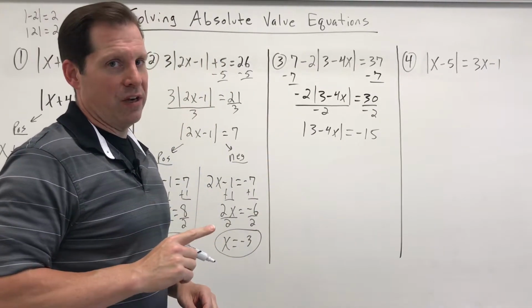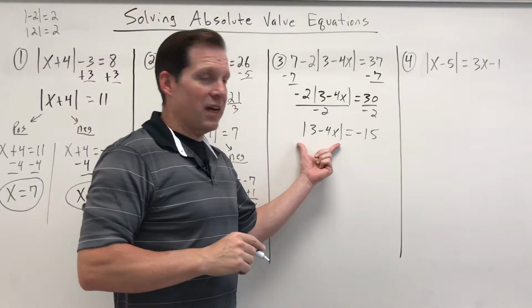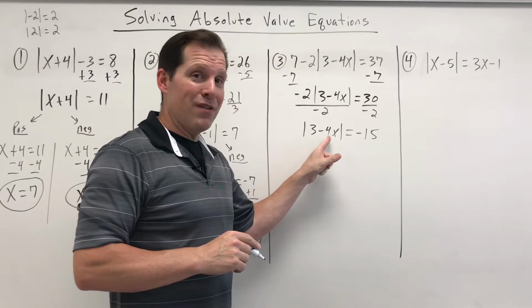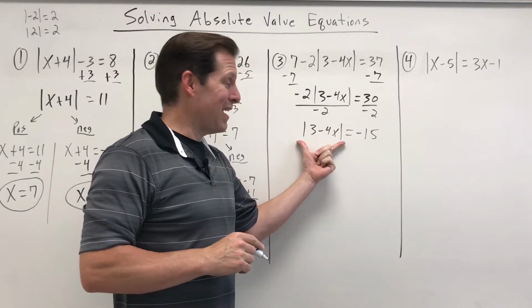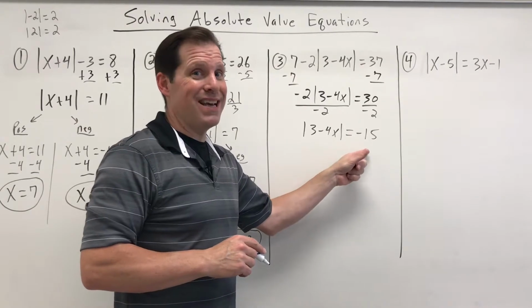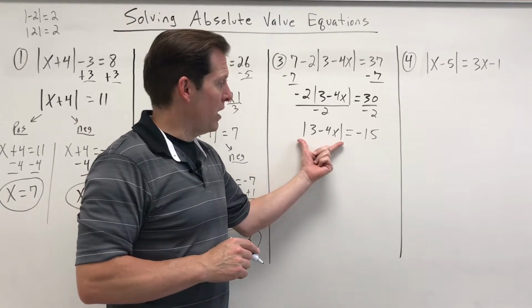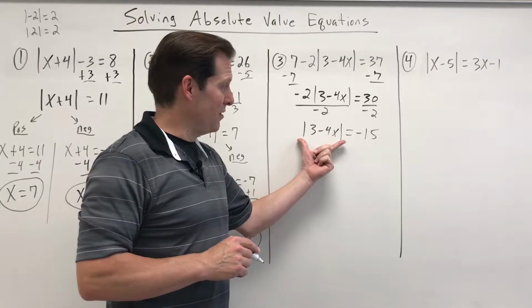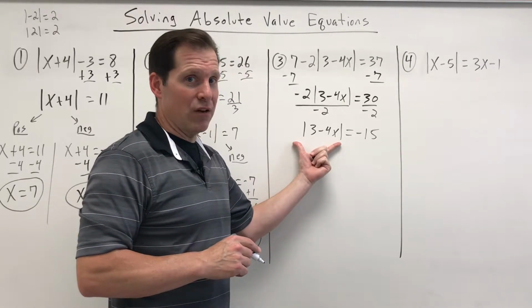Well, take a look at this for a second. On the left side, I have just an absolute value. So no matter what value of x I put in here, when I take the absolute value of it, it's going to be positive. Well, what's the right side? The right side is a negative number. So there's no value of x that I can ever plug in here that's going to make this whole side negative. It's not going to work.